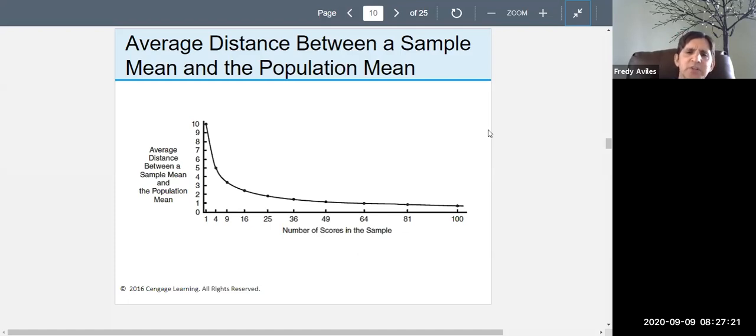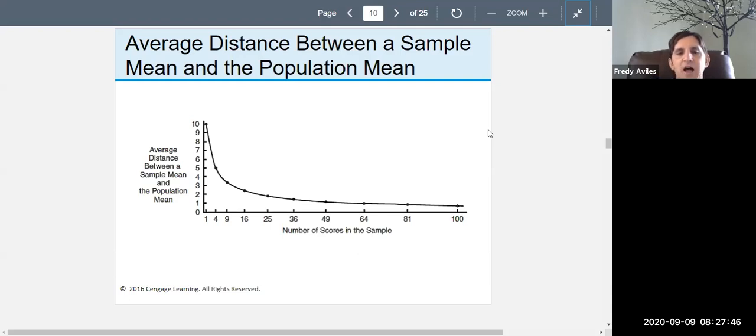And what this is telling you is that when you have very few participants, let's say you only have 1 participant or 4 participants, you see the horizontal scale here, number of scores in the sample. When you have a small number of participants, when you start at the beginning there, only 1 participant, the distance is close to 10. The difference is close to 10, and you have only 4.